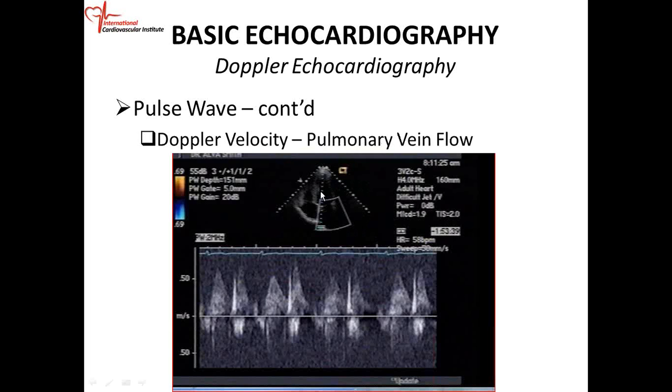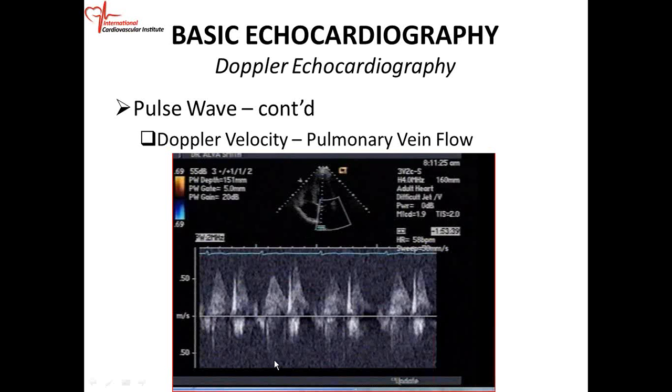Okay. And this is our pulmonary vein, remember? This is one pulmonary vein, another one is over there. This is our transducer. The blood is flowing from the pulmonary vein into the left atrium. So it's above the baseline. It's moving towards the transducer.